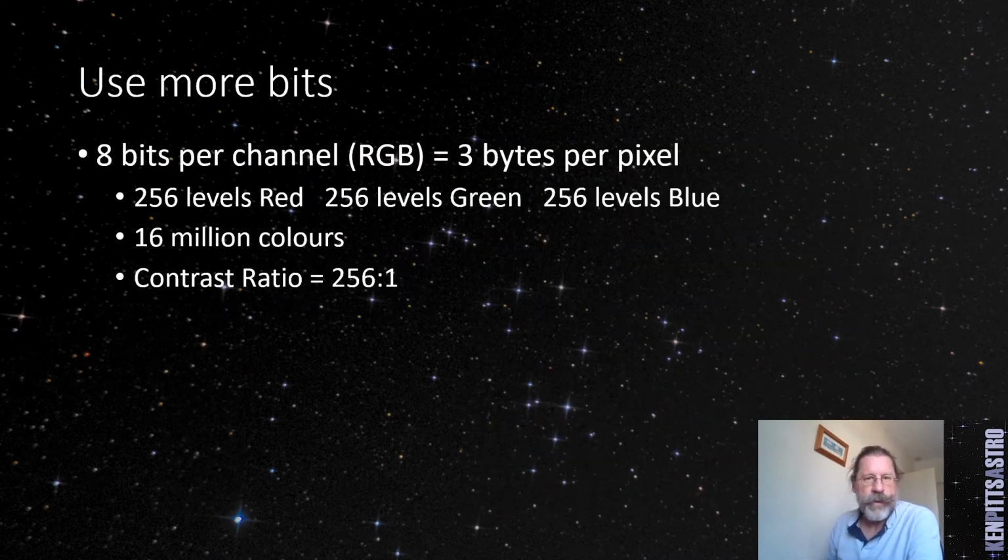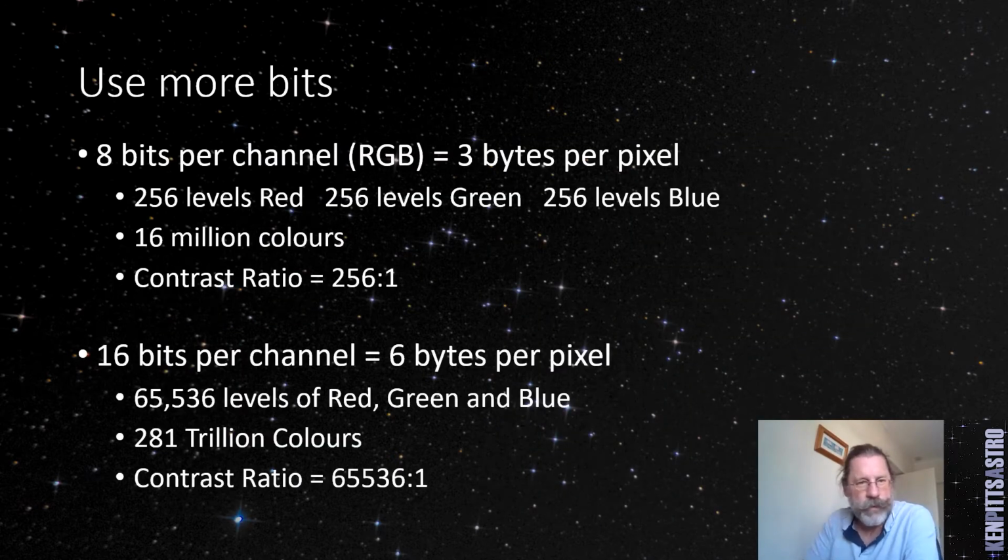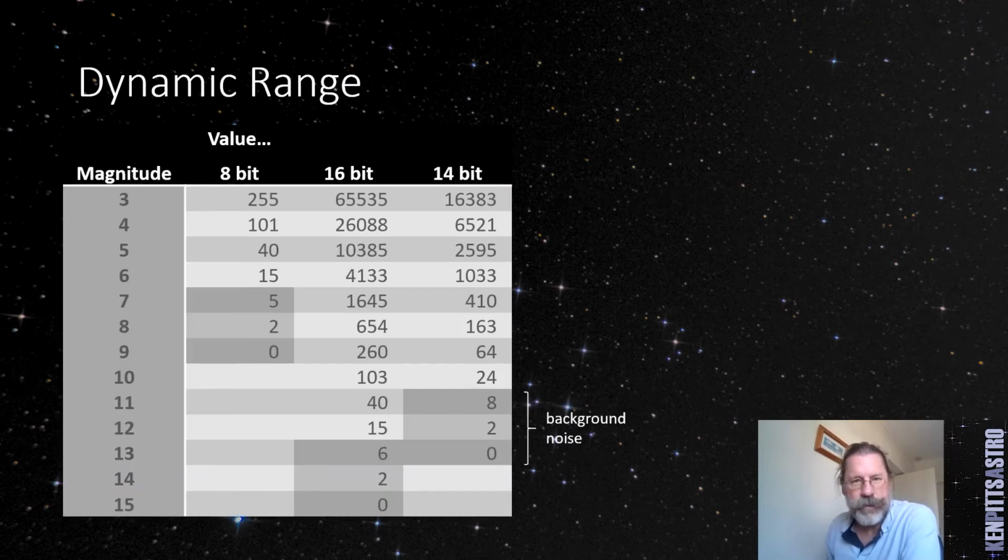So the way to get around that, surely, is to use more bits. If we go up to a 16-bit image format, instead of 256 levels, you get 65,536 levels, and a stupid number of colours that no one ever needs. So that gives us a bit more flexibility in the brightness levels of the stars that we're looking at, and how much of that range the colour is accurate.